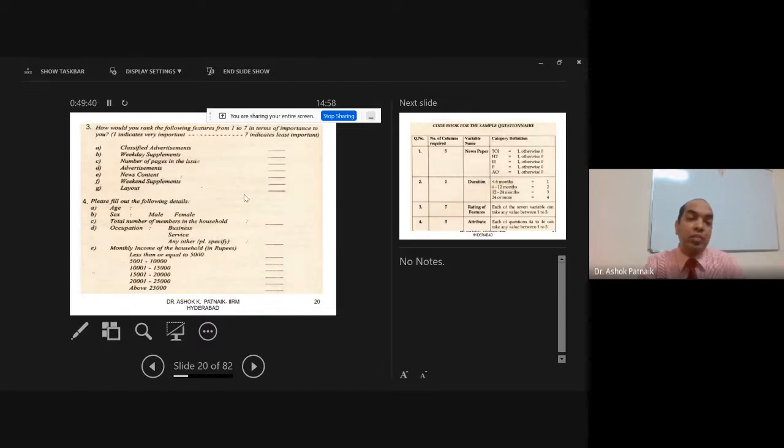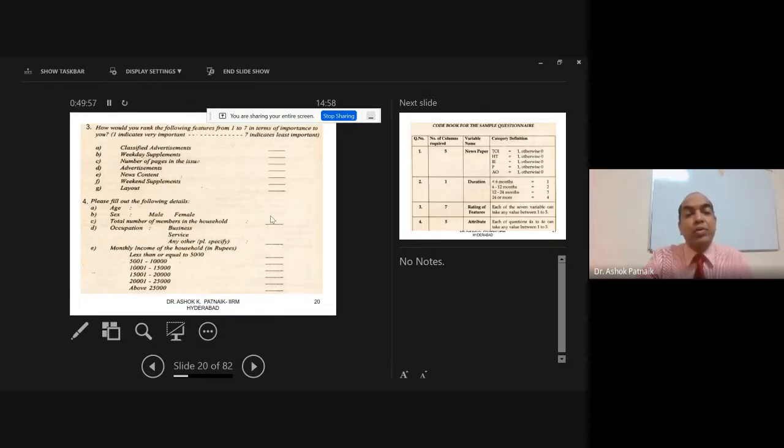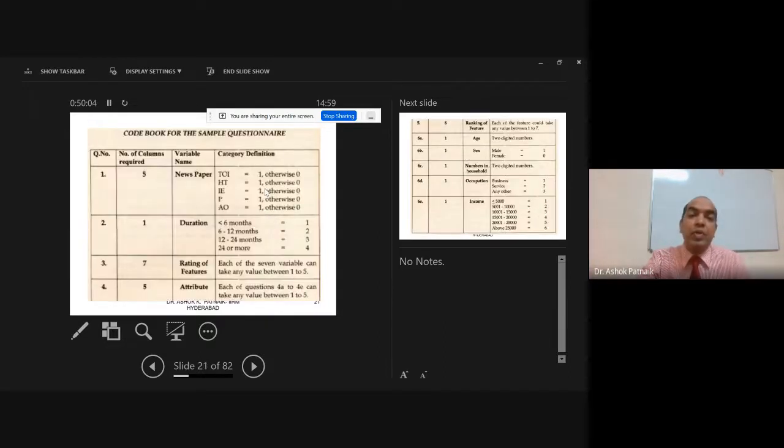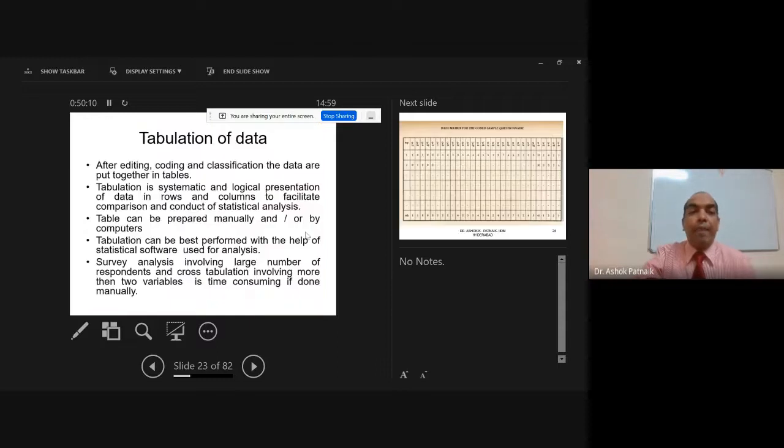You can see here some other questions, like how would you rank? Ranking also you can give coding 1, 2, 3, 4. You can see here, each ranking you can give 1 to 5, or similarly, the other questions also you can do coding. Coding will help you to input the data into computers, and it will become very easy for you to do the analysis.